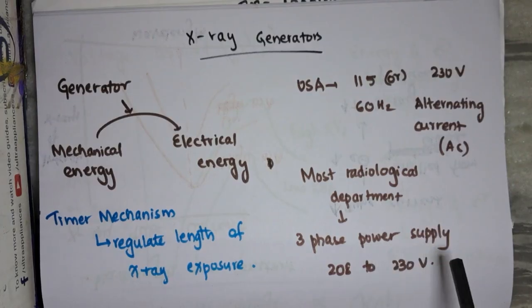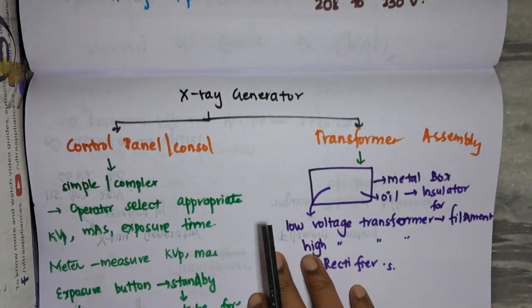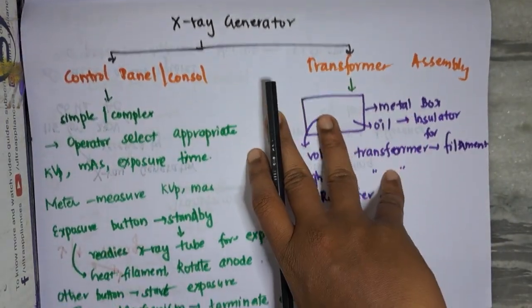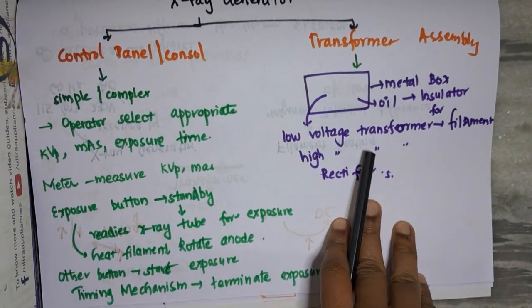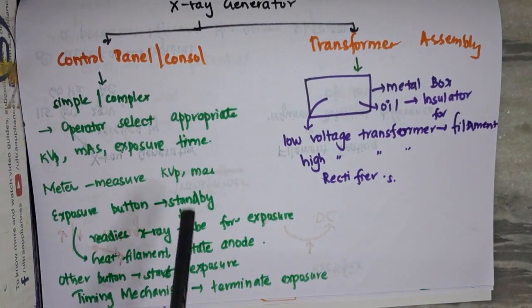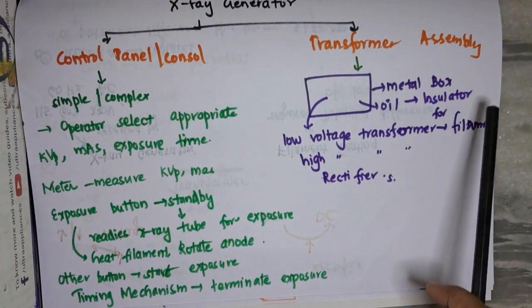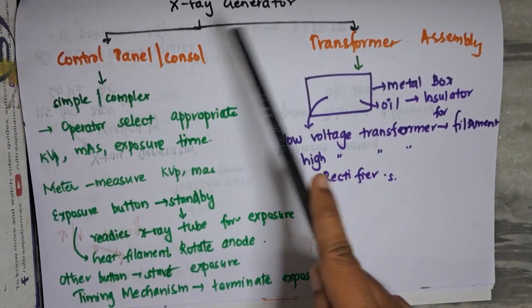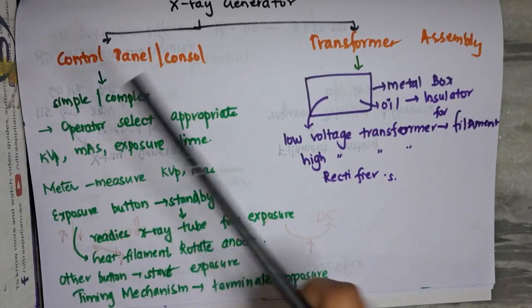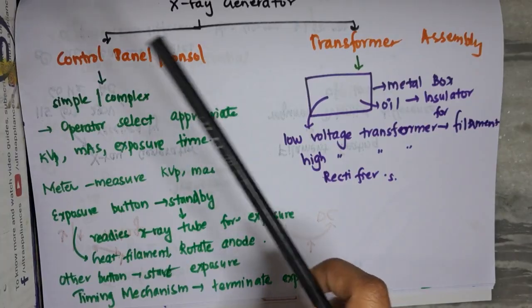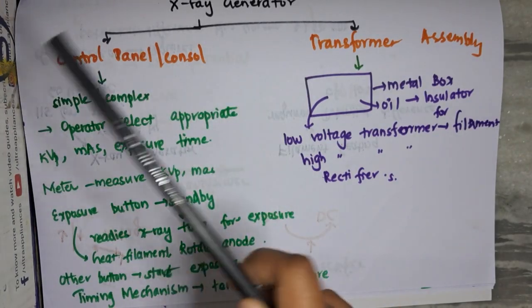The X-ray generator also has a timer mechanism that regulates the length of the X-ray exposure. So what is the mechanism of the X-ray generator? It contains two different things. One, a control panel or console. Second, a transformer assembly. The control panel can be either very simple or complex.